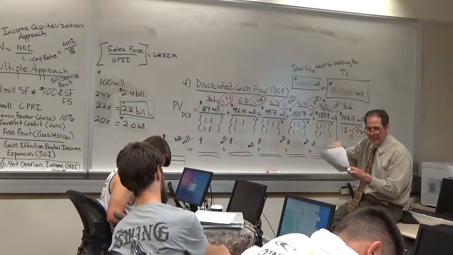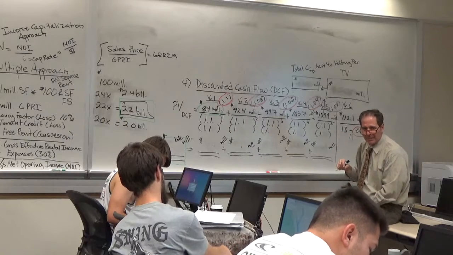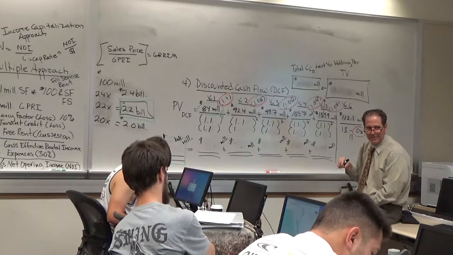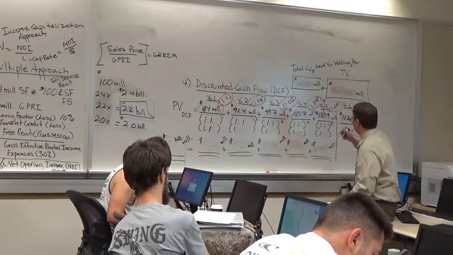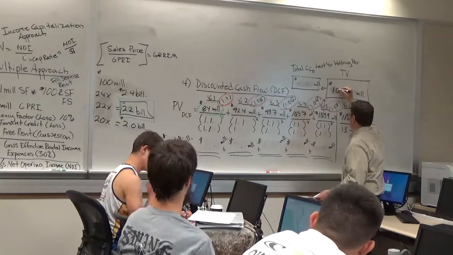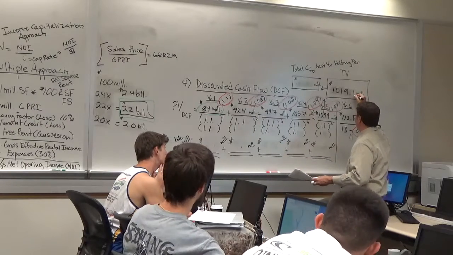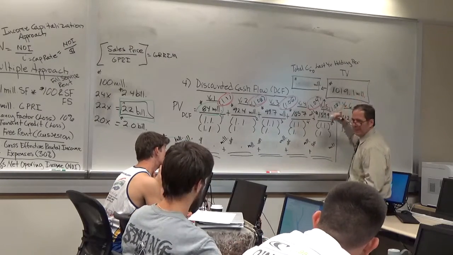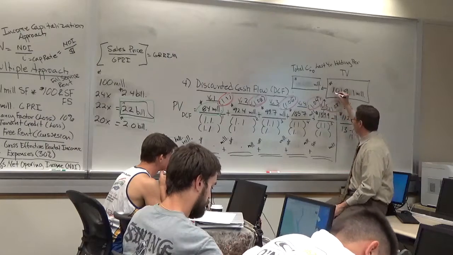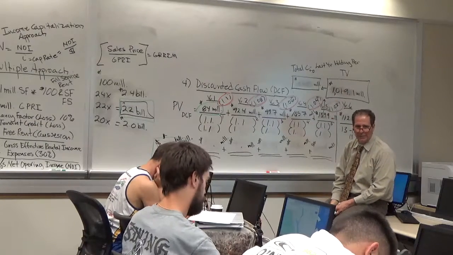I need you guys to calculate faster. Some people are waiting for the calculations. 1019.1, got it. So 1 billion, 19 billion, something like that. Okay, and then what do we do with that? What do we do with the terminal value?